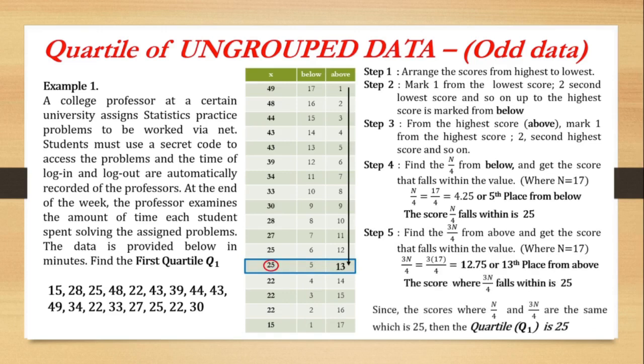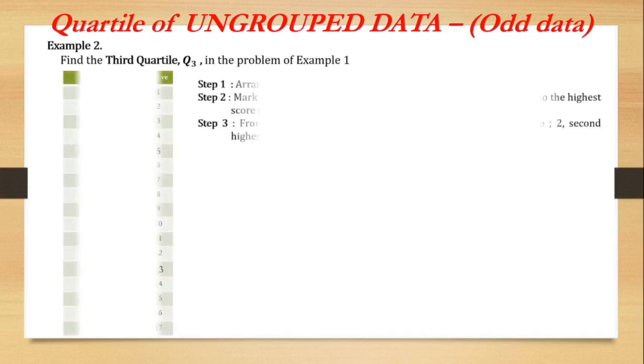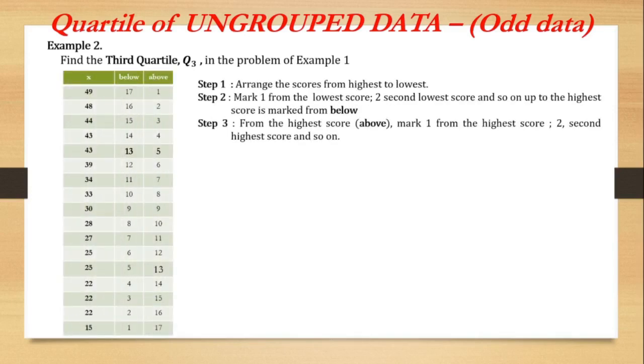Okay. Since the scores n over 4 and 3n over 4 are the same, which is 25, then the quartile Q1 is 25. Example number 2. Find the third quartile in the problem of example number 1. Same procedures we are going to do from step 1 to step 3.